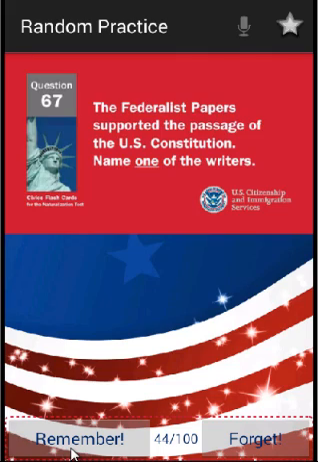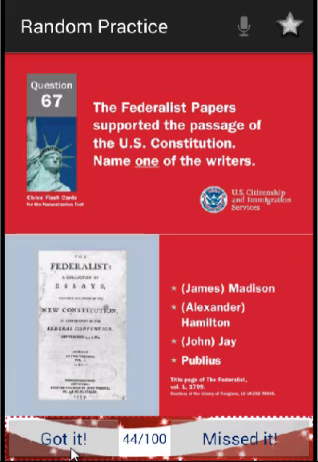The Federalist Papers supported the passage of the U.S. Constitution. Name one of the writers. James Madison, Alexander Hamilton, John Jay, Publius.